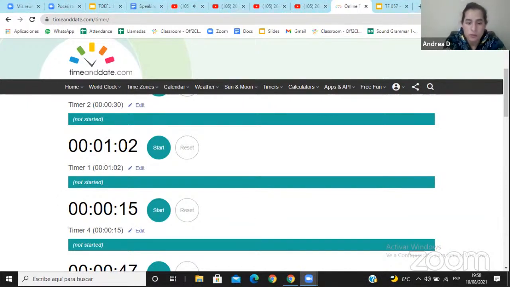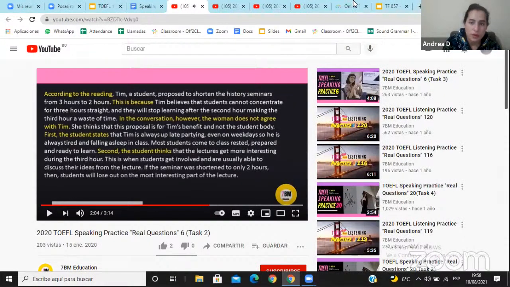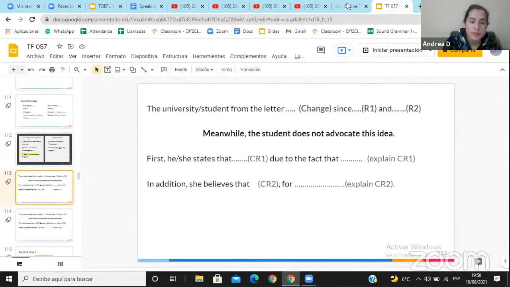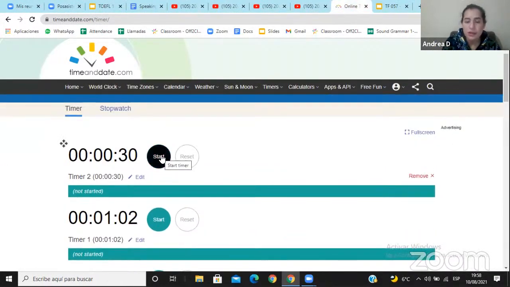The woman expresses her opinion about the proposal that her friend Tim made in his letter to the newspaper. State her opinion about his proposal and explain the reason she gives for her opinion. Okay. So now you guys have 30 seconds to prepare your response, and then just one person will do it, and we'll be leaving.